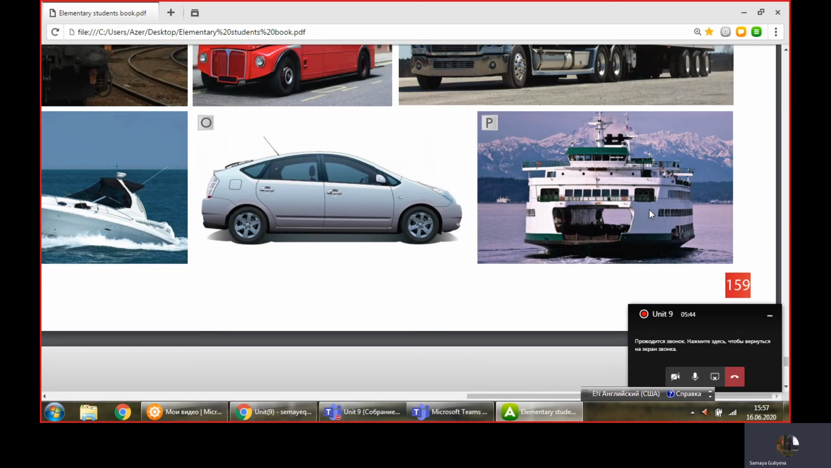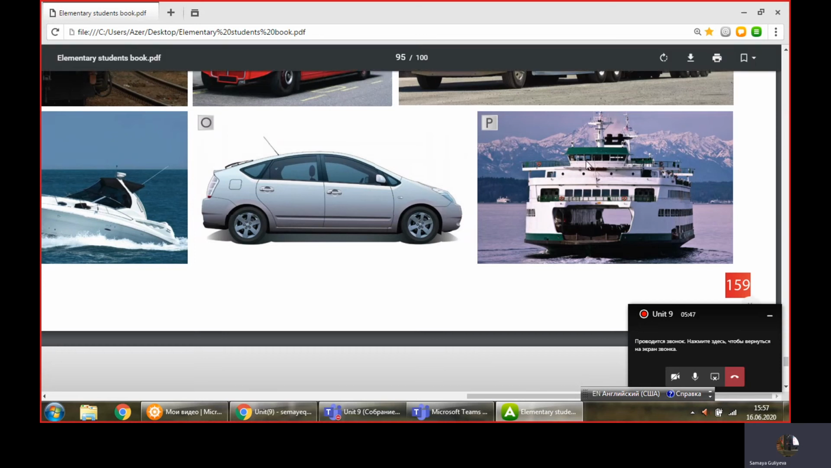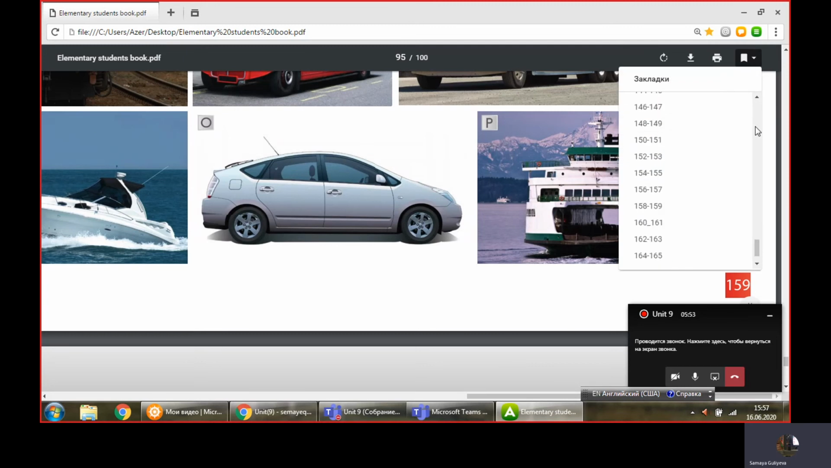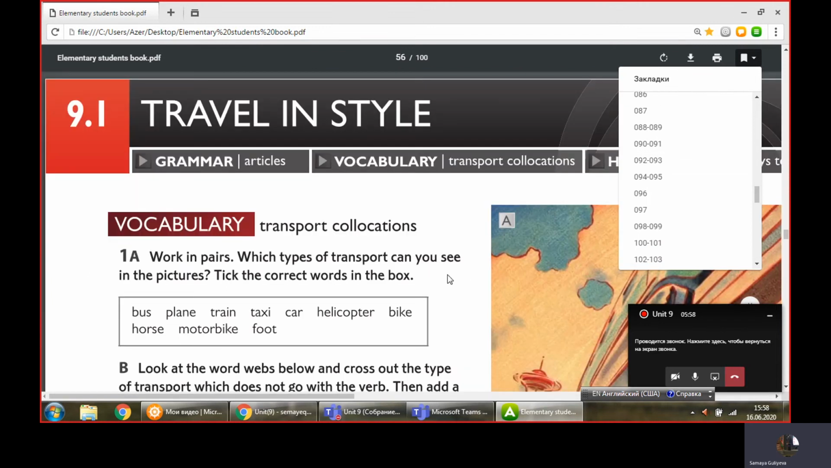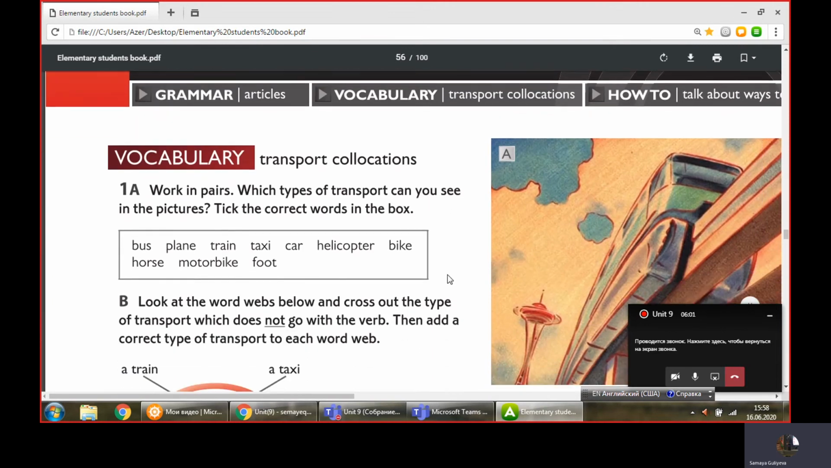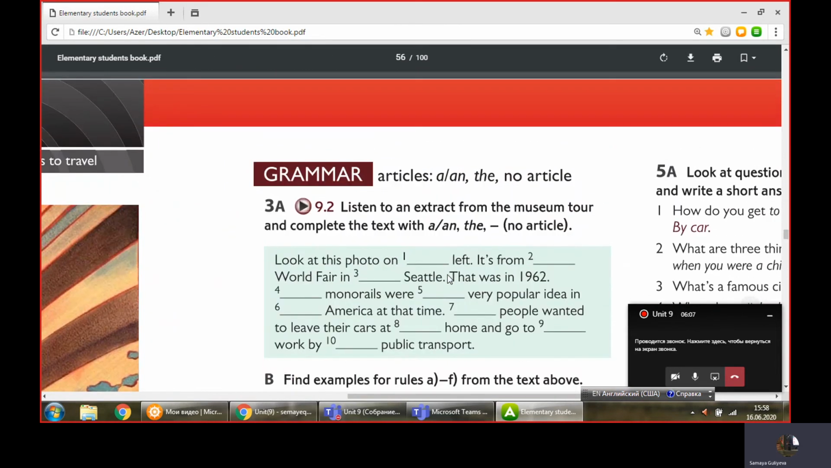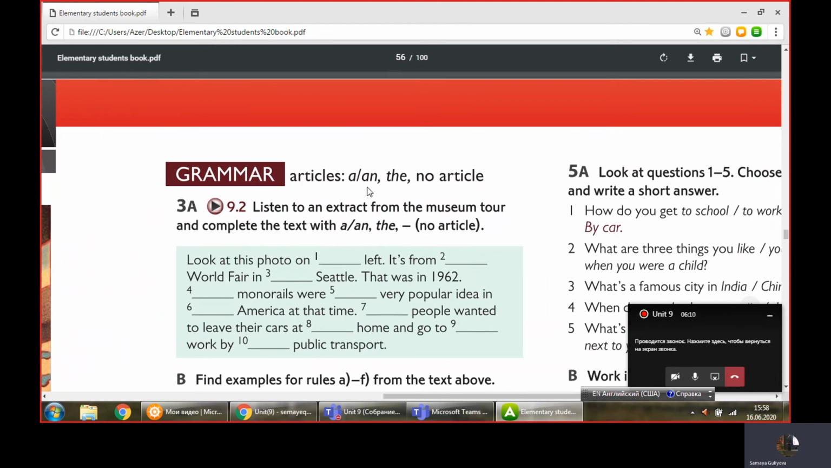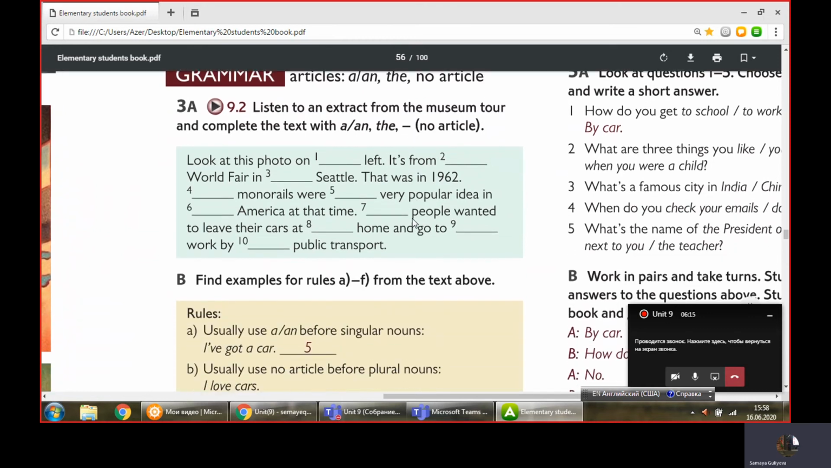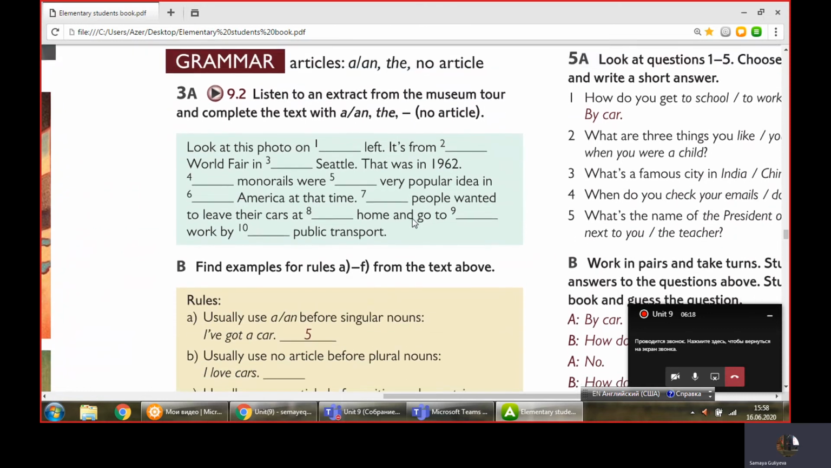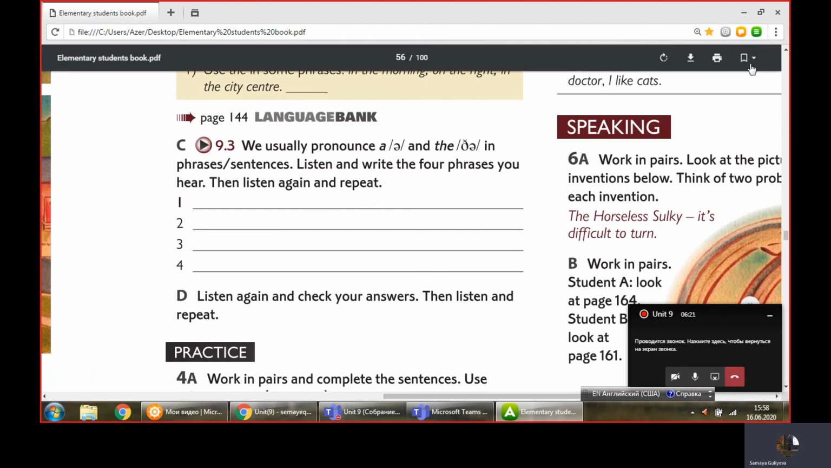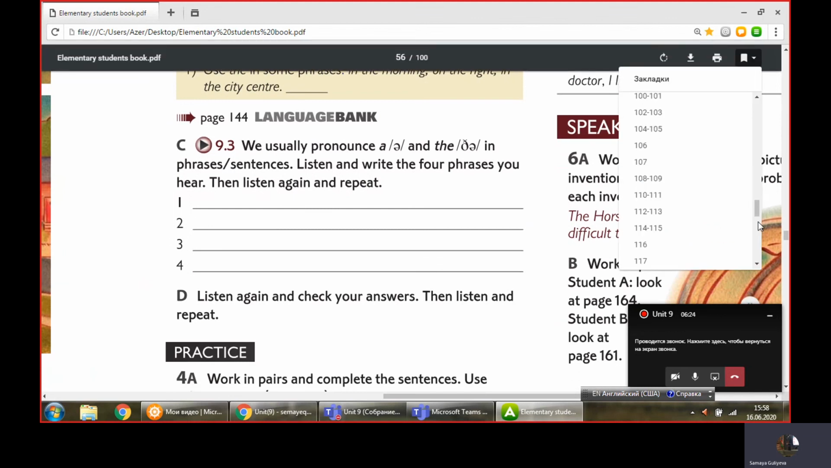So let's go back to our page. We get information about transportation and articles. Article a, an, the, and no article. And we have some rules to look through. So let's open page 144 for detailed information about articles.